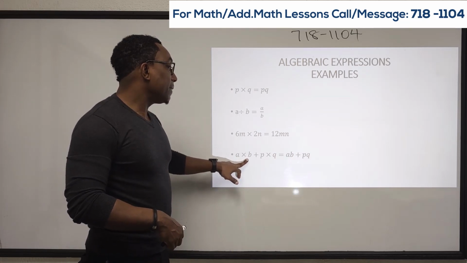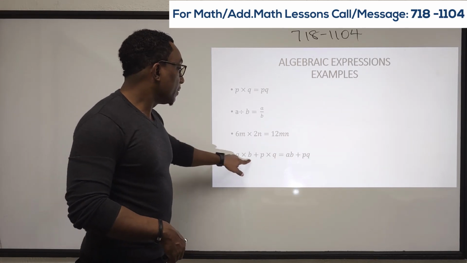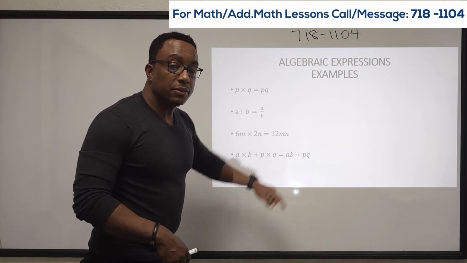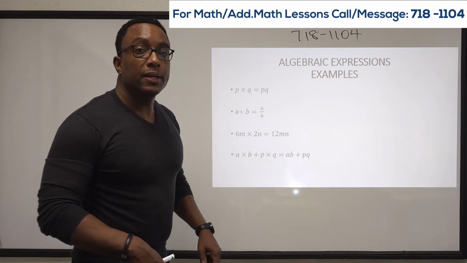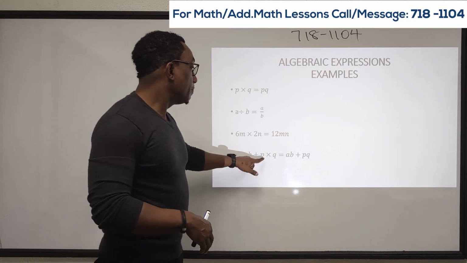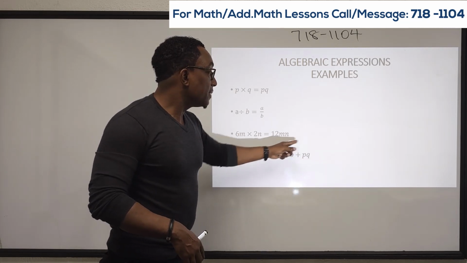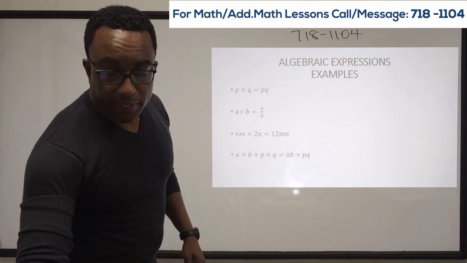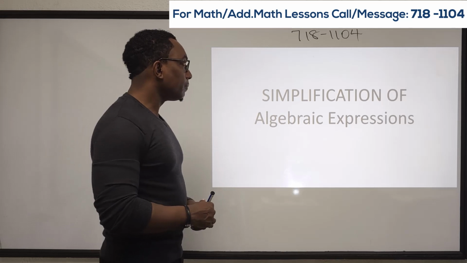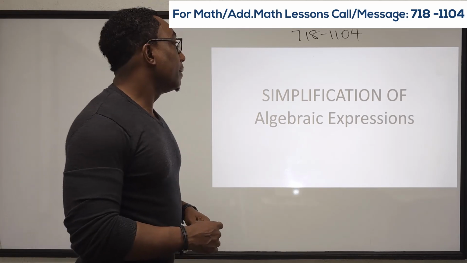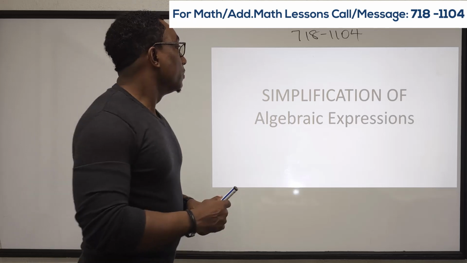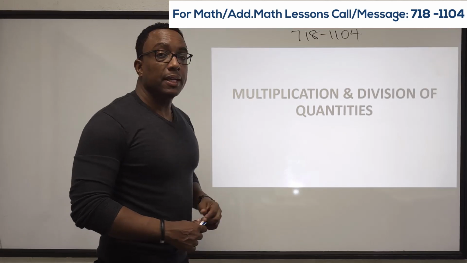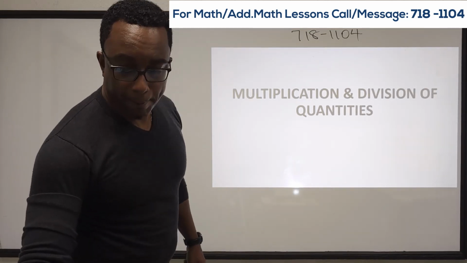If I have A multiplied by B plus P multiplied by Q, I'm multiplying two quantities. So A by B will give me AB. So this here represents a term. And I have P multiplied by Q, I'm multiplying two quantities. So P by Q gives me PQ. So this here is an algebraic expression comprising of two terms. Alright? So we want to make sure we're clear on that when it comes to multiplication, and of course division of quantities.